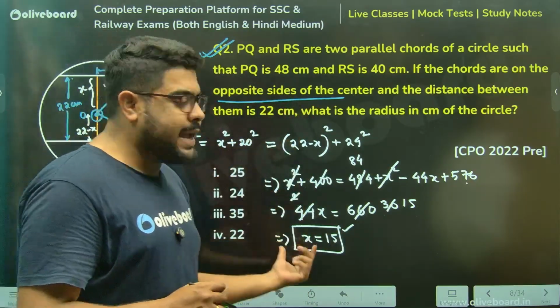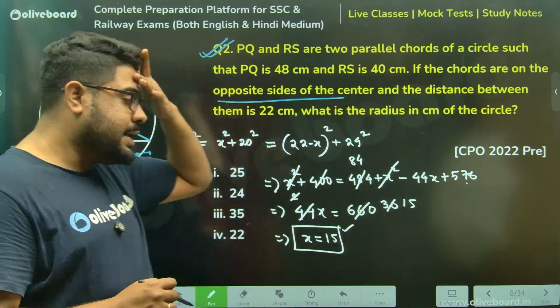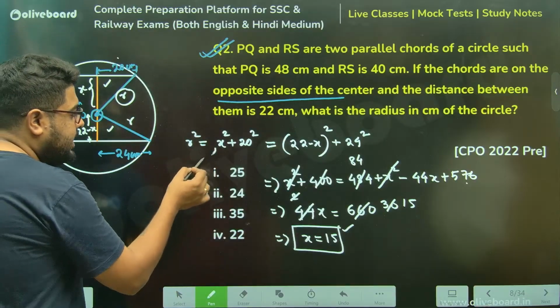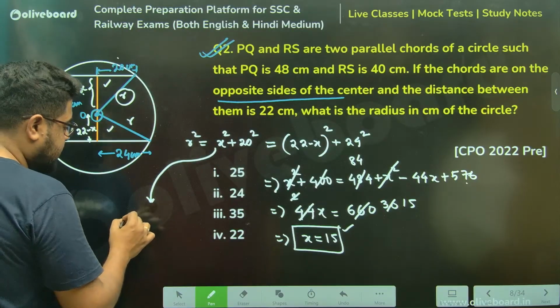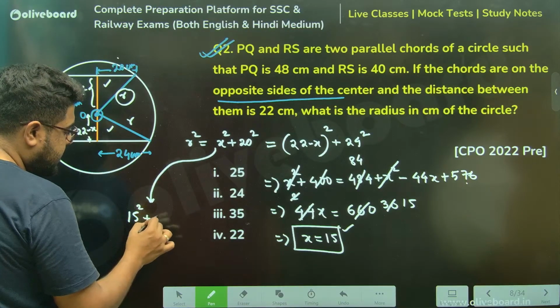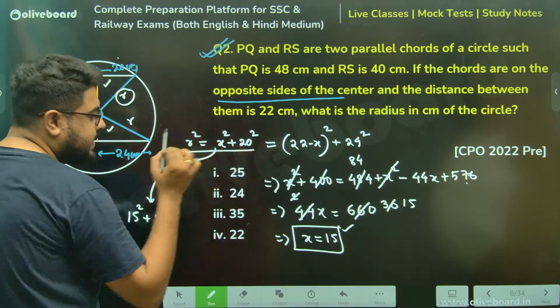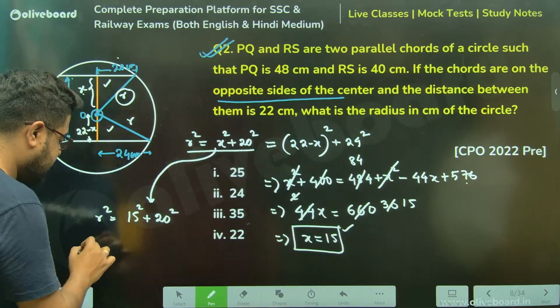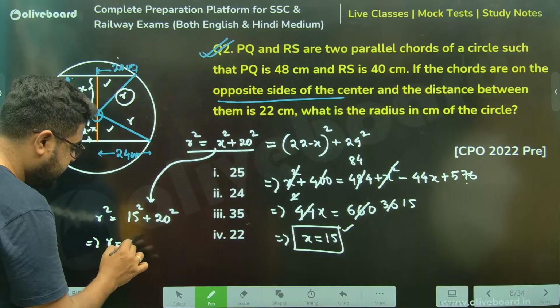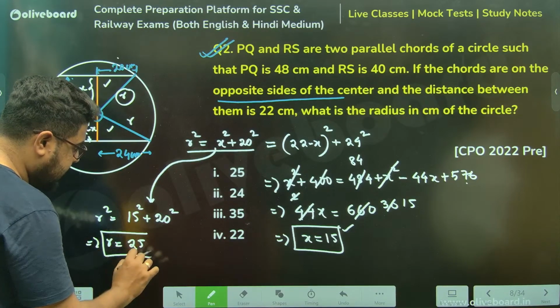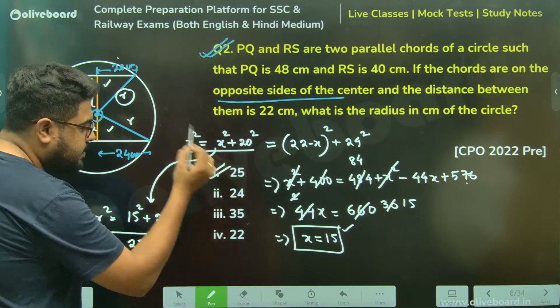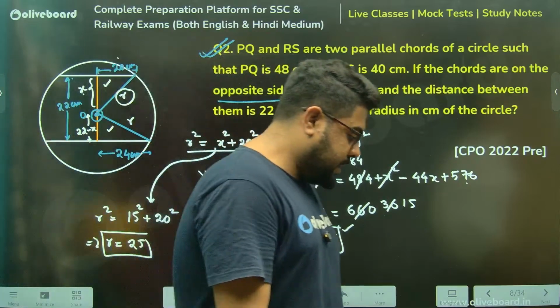Now they are not asking the x value, they are asking the radius. How to find the radius, sir? All these are radius. So this is 15 square plus 20 square is r square. I've just put the value in this equation. So if you do that, r will be 25, which is option number 1.